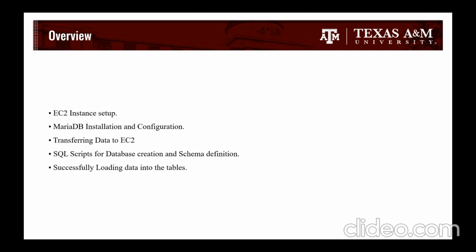Also, I will be walking you through the EC2 instance steps, and how to install MariaDB and the configuration. Also, we have our data on our local machine, so we need to transfer the local data to the EC2 instance. That we are going to do today. And we need to debug and write scripts for database creation and schema definition. We also have to do a lot of data cleansing and get our data into a very good format. The last step is successfully loading data into the tables.